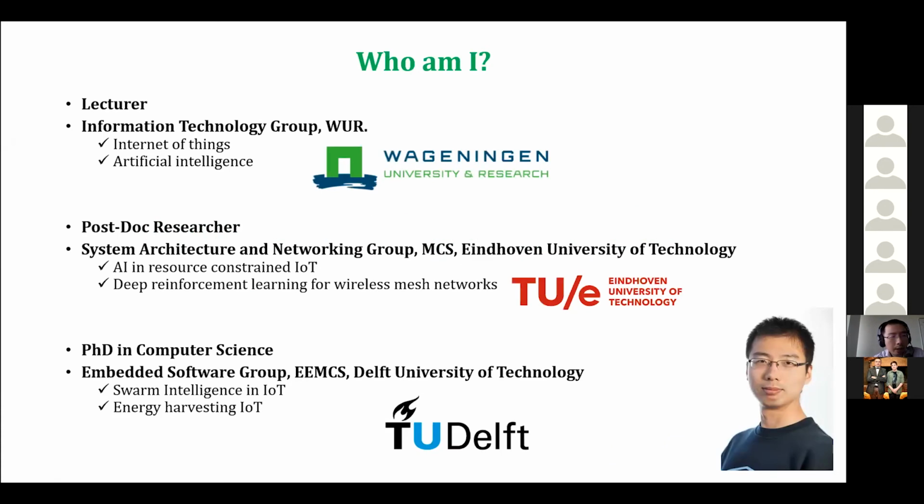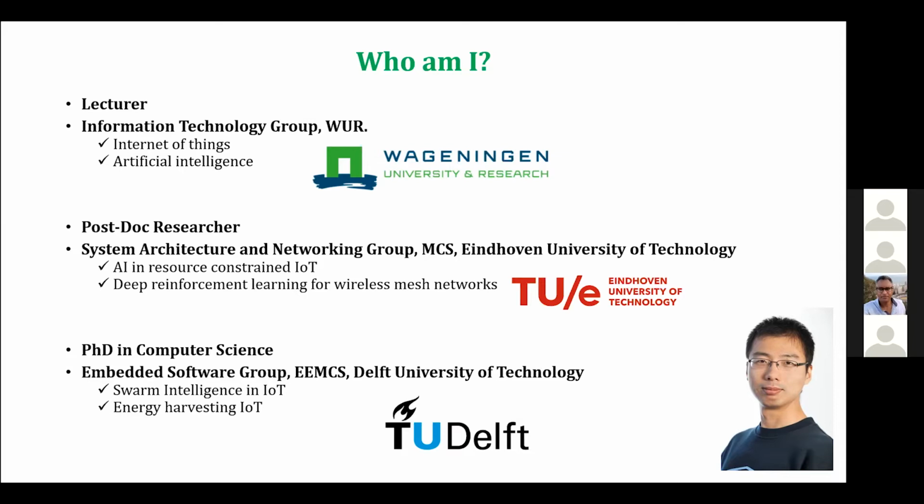So first of all, let me introduce myself a little bit. I did my PhD at Delft University of Technology. During that period, my main research was about Internet of Things. After that, I went to the Eindhoven University of Technology, where I did 3 years as a postdoc researcher. My research was about using AI in resource-constrained Internet of Things. Now I'm a lecturer in the Information Technology Group of Wageningen University and Research. Part of my work is to use Internet of Things and artificial intelligence in agriculture.